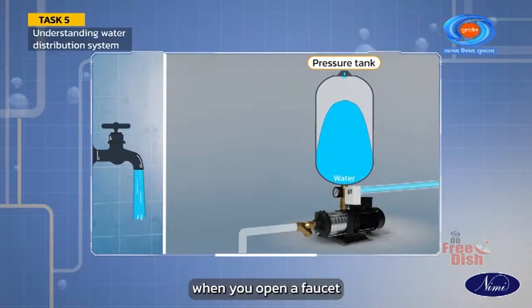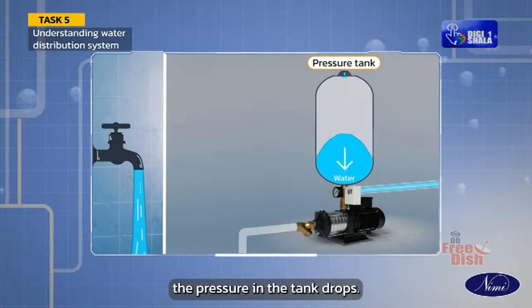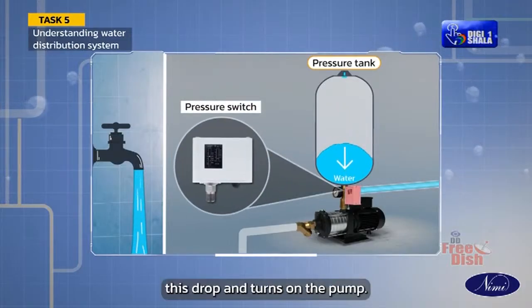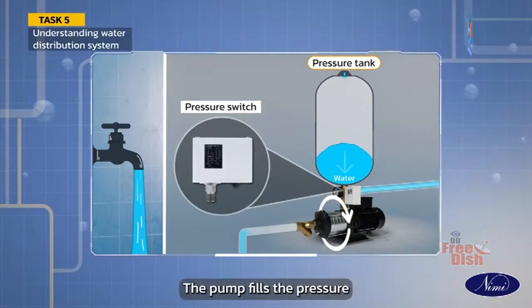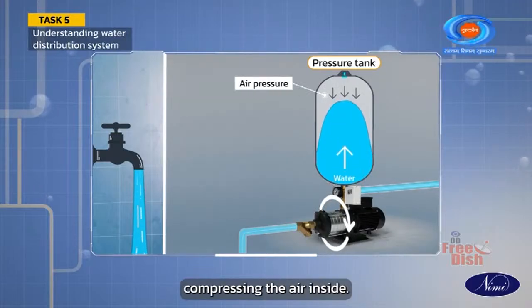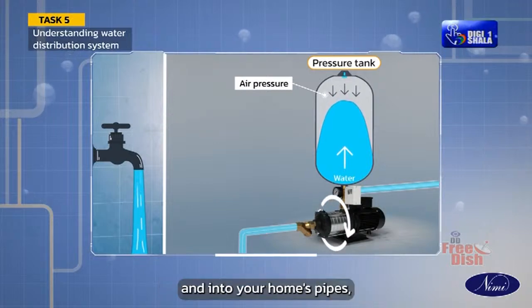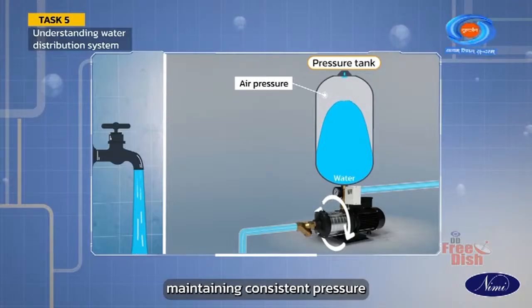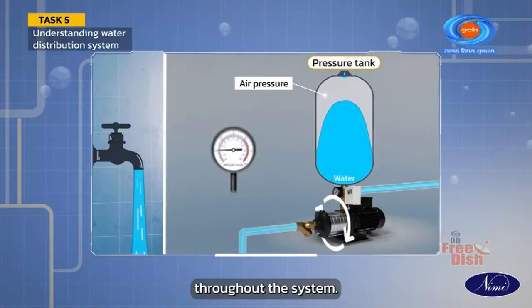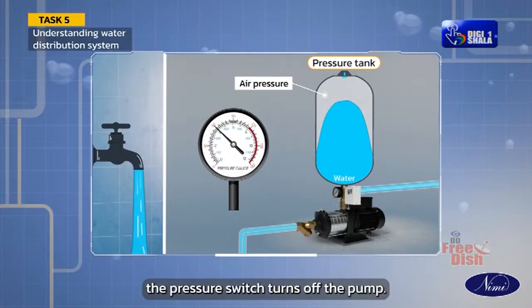When you open a faucet or appliance requiring water, the pressure in the tank drops. The pressure switch detects this drop and turns on the pump. The pump fills the pressure tank with water, compressing the air inside. The compressed air pushes water out of the tank and into your home's pipes, maintaining consistent pressure throughout the system. Once the pressure reaches the preset level, the pressure switch turns off the pump.